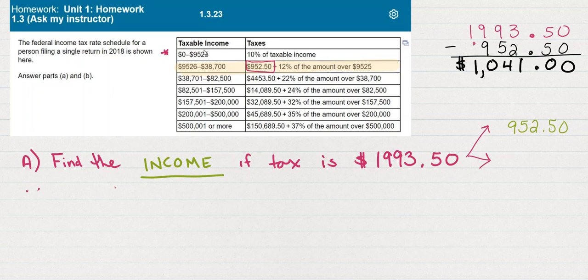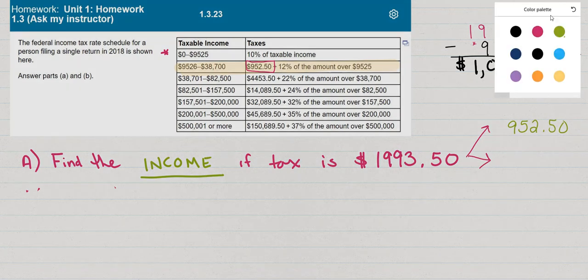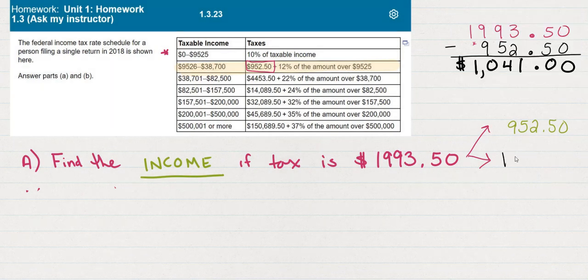That's the 10% of 9,525, right? And then, so for that amount, for the $9,000 of income, we've got this $900 of tax. And then the second part of the tax, what's going to be left over, is $1,041.